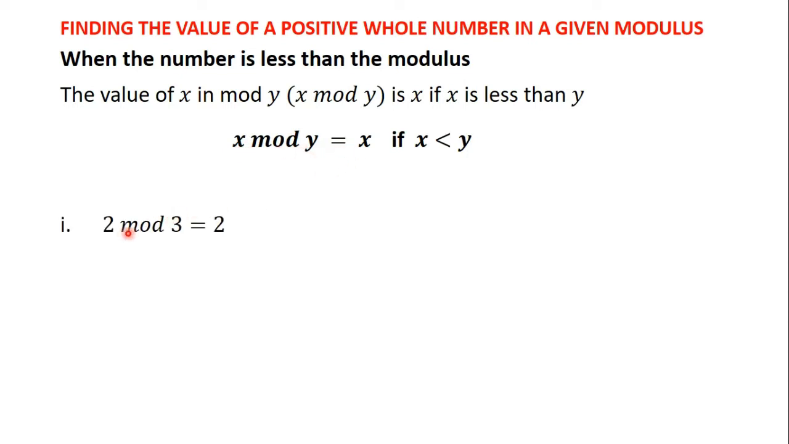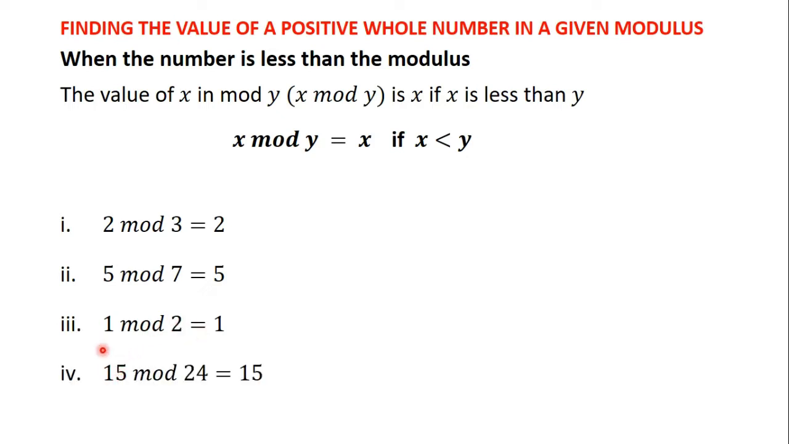So for example, 2 mod 3 is equal to 2. 2 is less than 3, so 2 in mod 3 will give us 2. Here's another example. 5 mod 7 is equal to 5. The number 5 is less than the modulus 7, so 5 in mod 7, which is written as 5 mod 7, is equal to 5. Here's another example. 1 mod 2 is equal to 1. The number 1 is less than the modulus, which is 2, so 1 mod 2 is equal to 1.